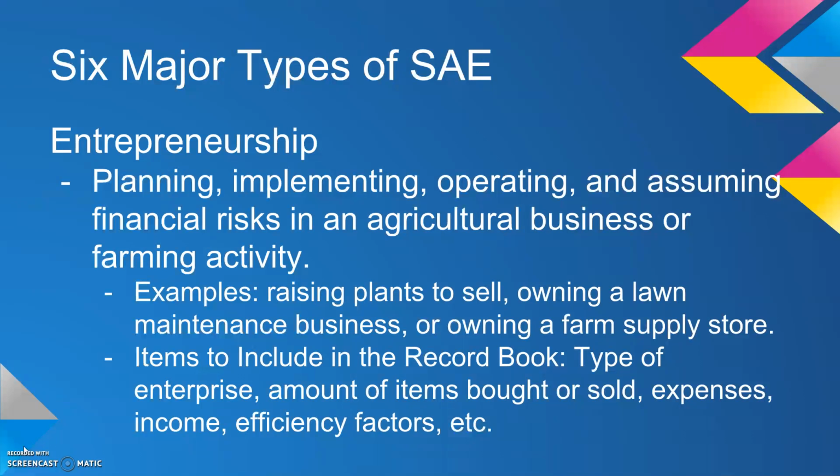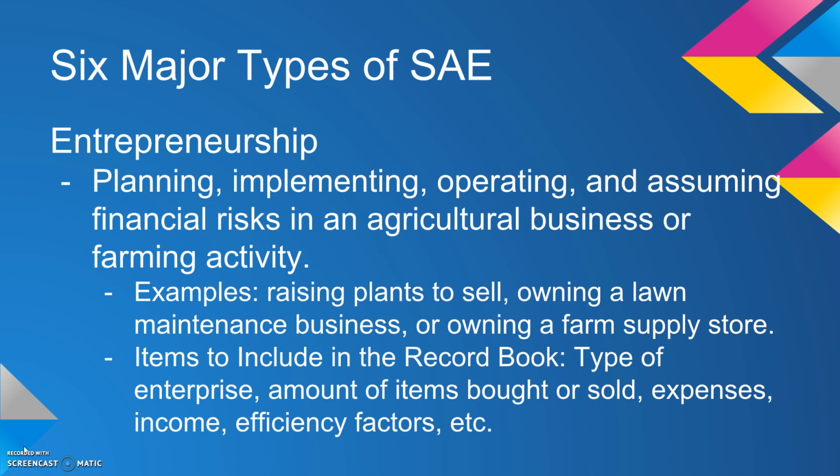There are 6 major types of SAE projects, and then there's one that's kind of an additional one, but the first major type that we're going to talk about is entrepreneurship, and this is essentially where you are running your own business. So it's planning, implementing, operating, and assuming financial risks in some sort of agricultural business or farming activity. So, for example, raising pigs, or growing plants and selling them at the farmer's market, or raising chickens and selling their eggs at the farmer's market, or what have you. It's basically where you're running your own company. Examples of this would be raising plants to sell, owning a lawn maintenance business, or owning a farm supply store.